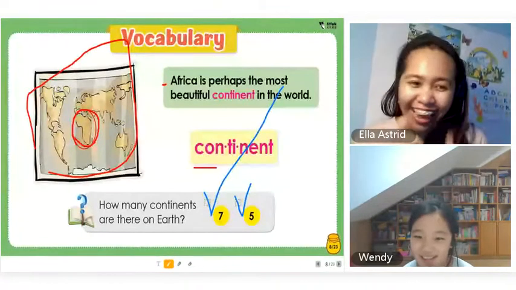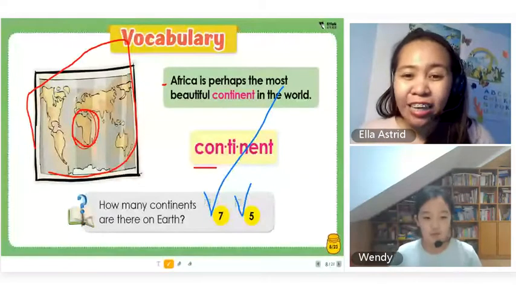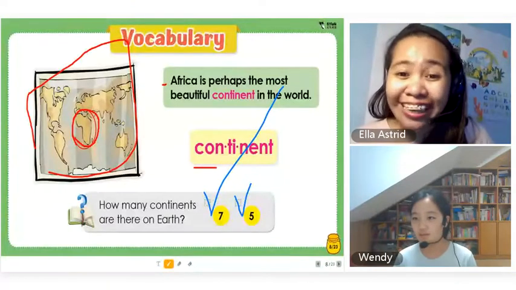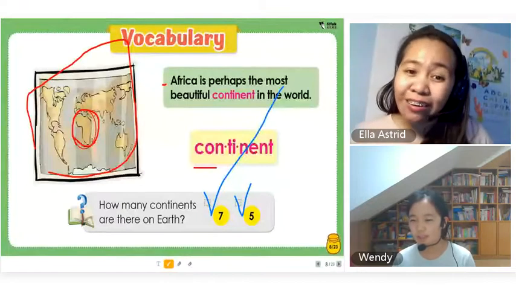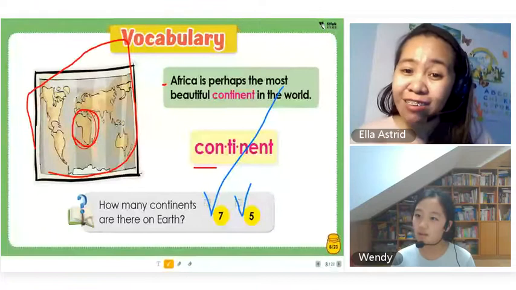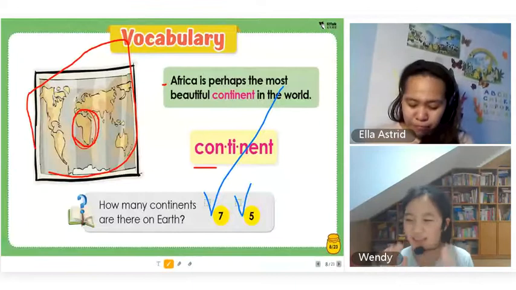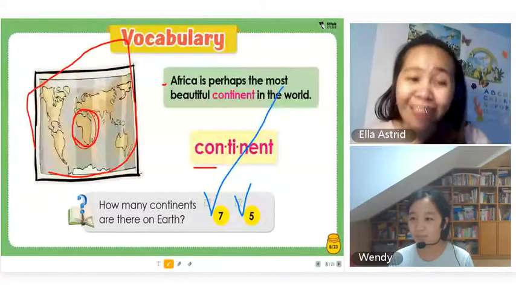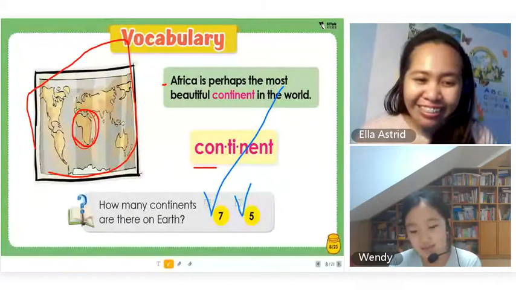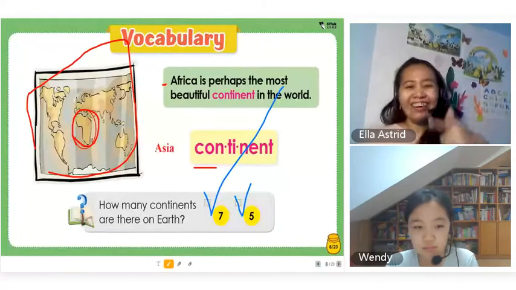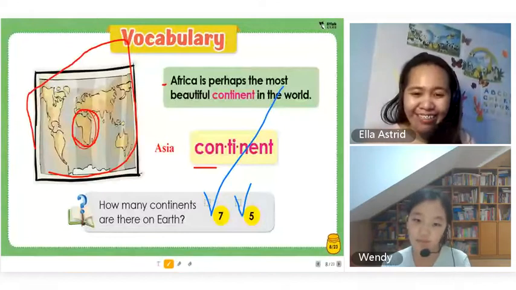Okay, Wendy, that's correct. Okay, how about which continent does China belong to? Do you belong in Africa or Asia? I live in China. China belongs to what continent? China belongs to Asia, okay? Oh, do you remember now? Yes, I know. Yes, you know. Okay, that's cool.